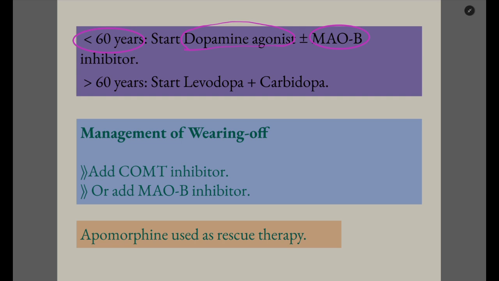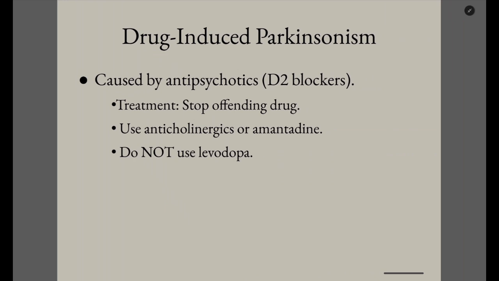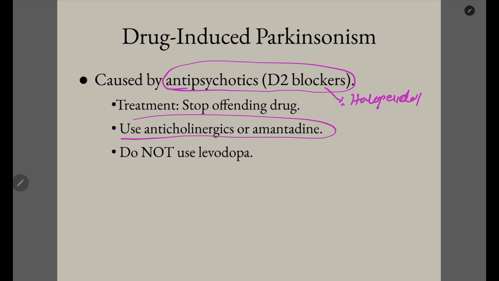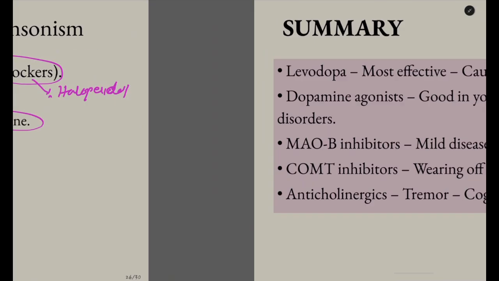Actually, Levodopa is less preferred in young patients. And for the management of wearing off phenomenon, you can add COMT inhibitors or monoamine oxidase inhibitors, and apomorphine is used as a rescue therapy. And drug-induced Parkinsonism means it is induced by drugs, mainly antipsychotics, which are D2 blockers. So for that, we can treat it by stopping the offending drug, and antipsychotics include haloperidol, chlorpromazine, etc. And you can use anticholinergics or amantadine. Anticholinergics like benzhexol, benztropine you can use, but do not use levodopa.